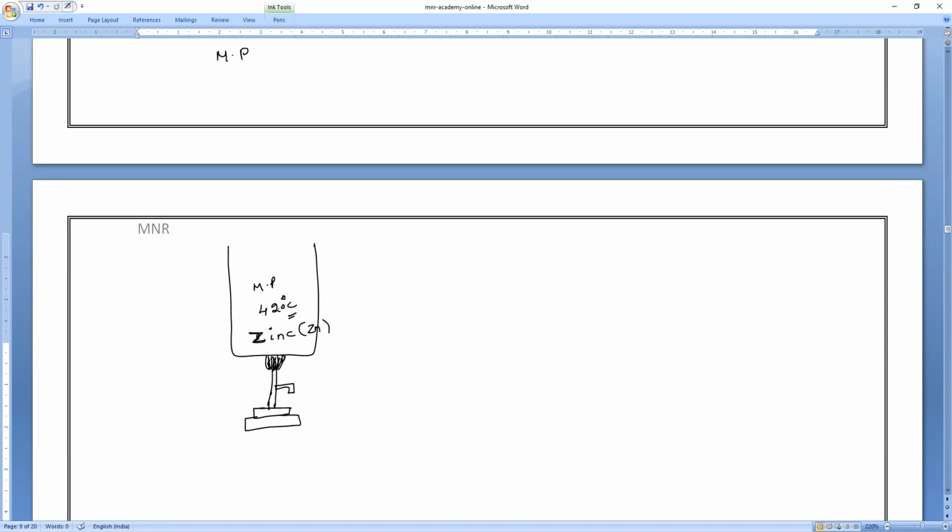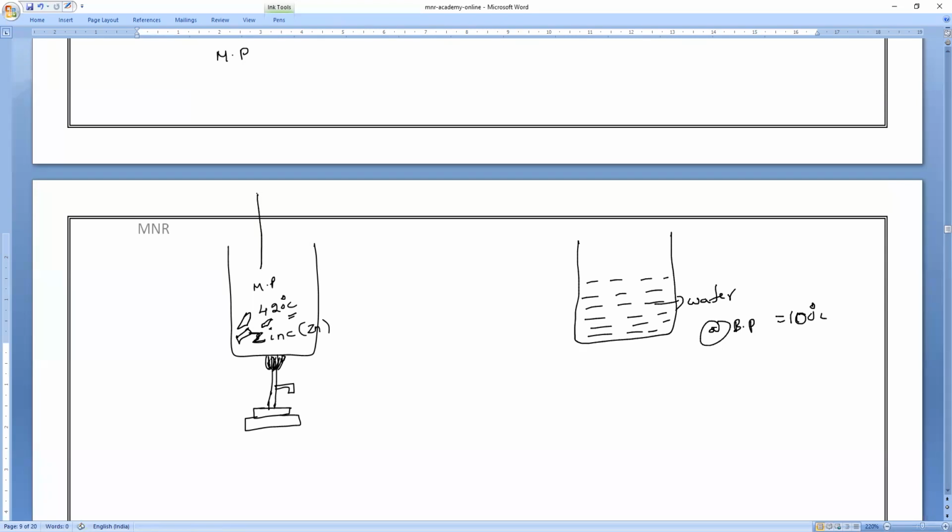Let me take it. So I have taken a zinc substance. This is zinc. Now another beaker I am taking, in which I am taking a liquid. Let me take water now. Water is very familiar for us. So we all know this is water. What is the boiling point of water, everybody? 100 degrees Celsius.